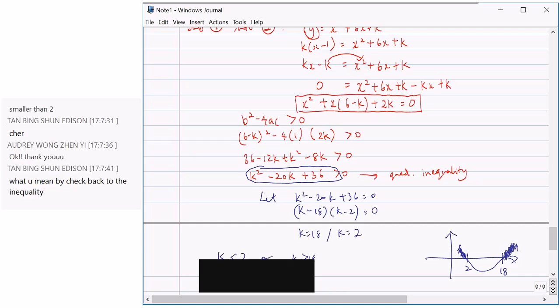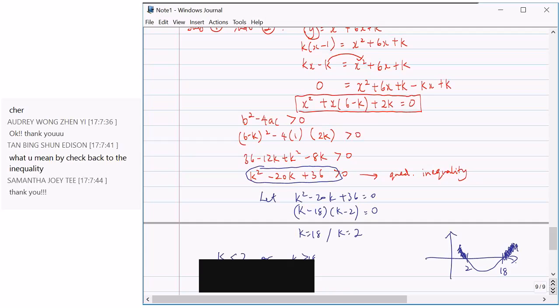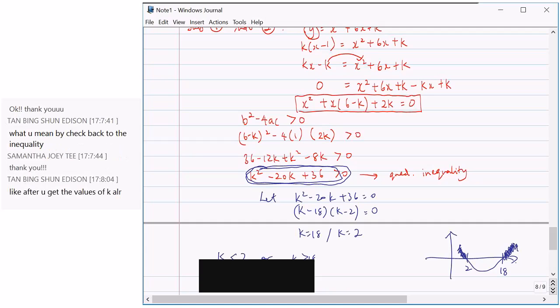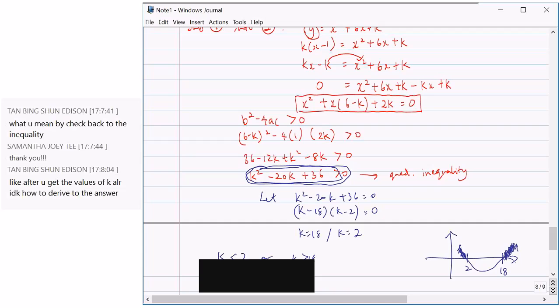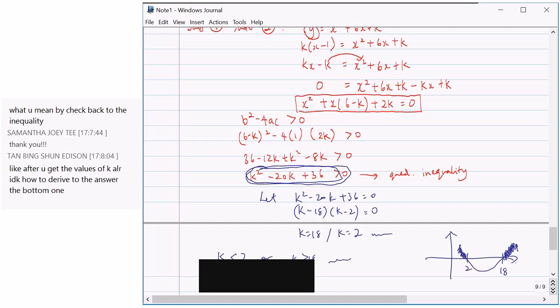What do you mean by check back to the inequality? When you're drawing the curve, you want to know whether it's smiling or frowning, right? How you know is to go back to the inequality that you're solving. In this case, I was solving this inequality. So you look at the left-hand side. The k squared is a positive coefficient. After you get the values of k already, as in which step? Are you talking about this step or this step? The bottom one.